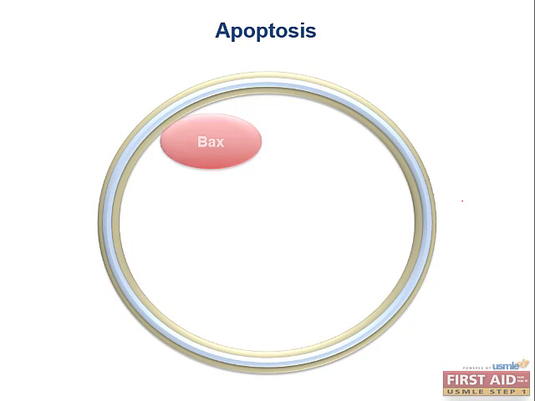Here's a cell membrane, and there are two main proteins associated with apoptosis, BAX and BCL2. Here's a question for you. Which one of these two proteins is pro-apoptosis? That would be BAX. Which one is anti-apoptosis? That would be BCL2. Duh.